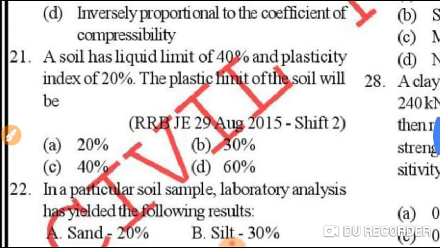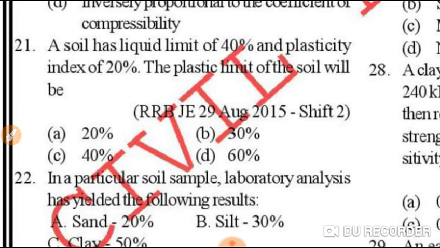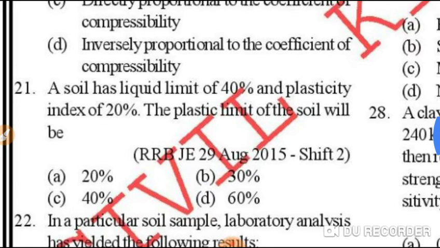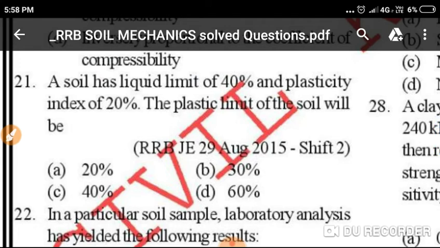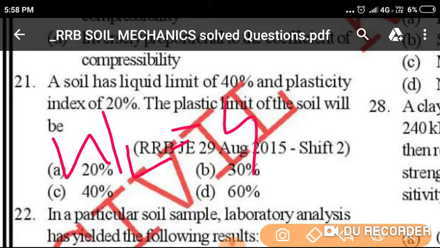A soil has a liquid limit of 40% and a plasticity index of 20%. Then what is the plastic limit? It is given that the liquid limit, WL, is 40, and the plasticity index, IP, is 20%, and we have to find the plastic limit.